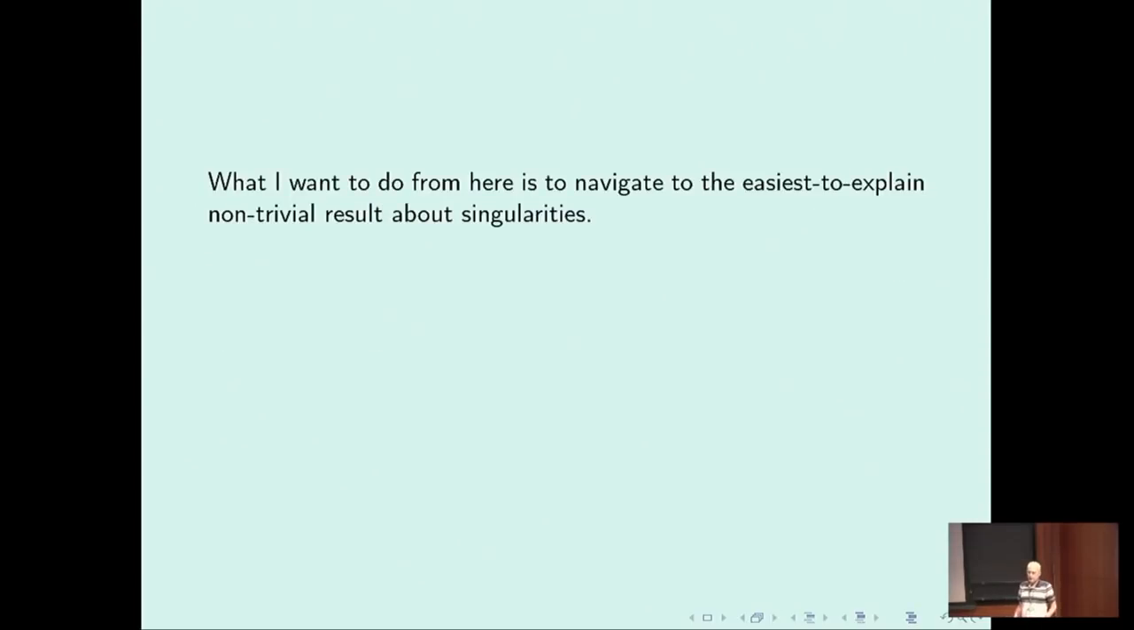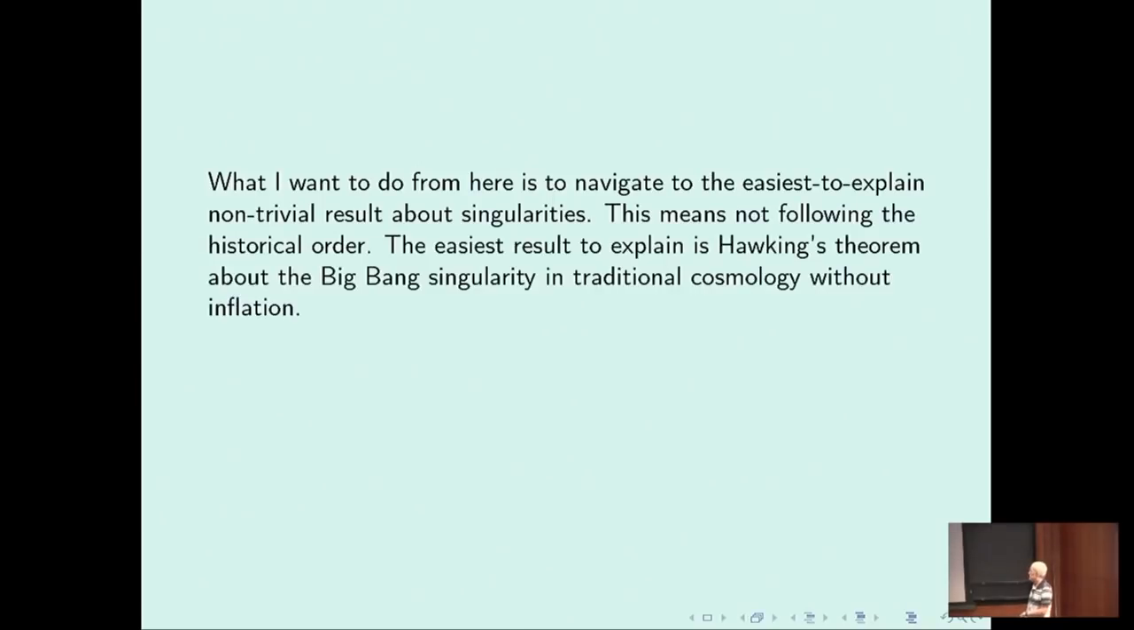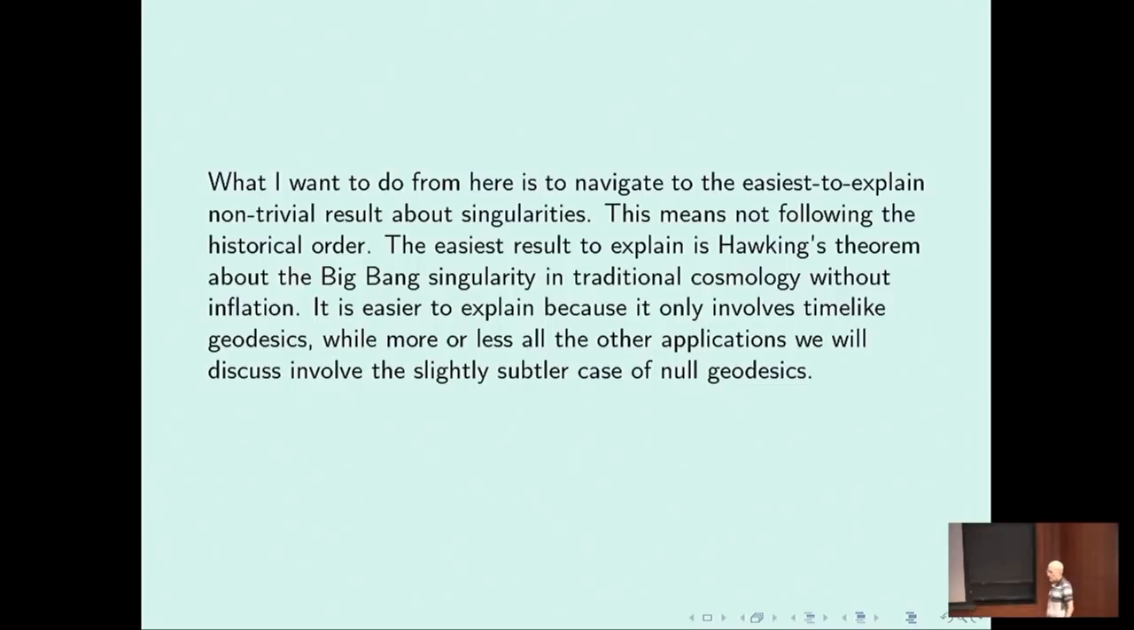Now, what I want to do from here is to navigate to the non-trivial result about singularities that's easiest to explain. That means not following the historical order. The historical order involved first a result of Penrose that we'll probably not come to till tomorrow. The easiest result to explain is Hawking's theorem about the Big Bang in traditional cosmology without inflation. It's easier to explain because it only involves time-like geodesics, but the other applications involve the slightly more subtle case of null geodesics.